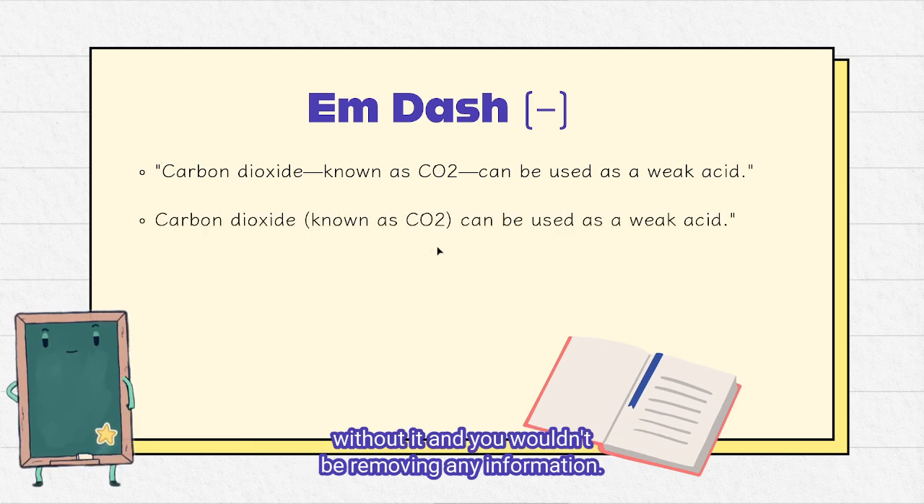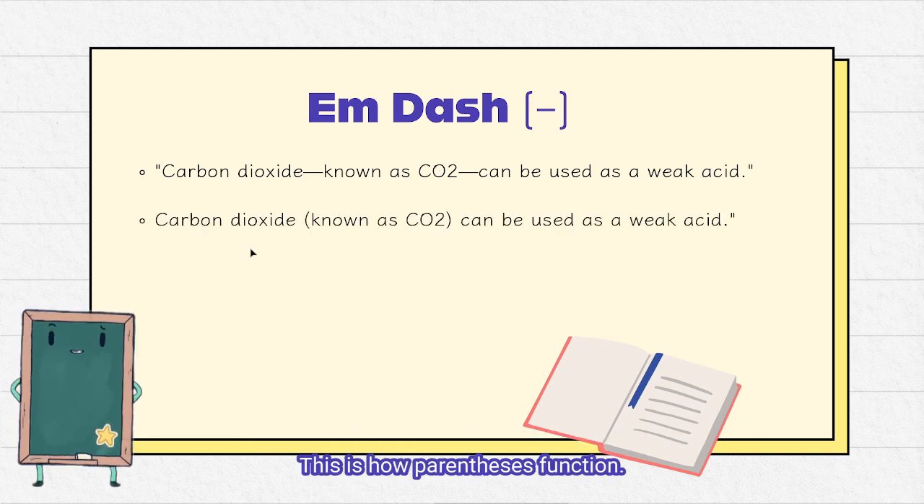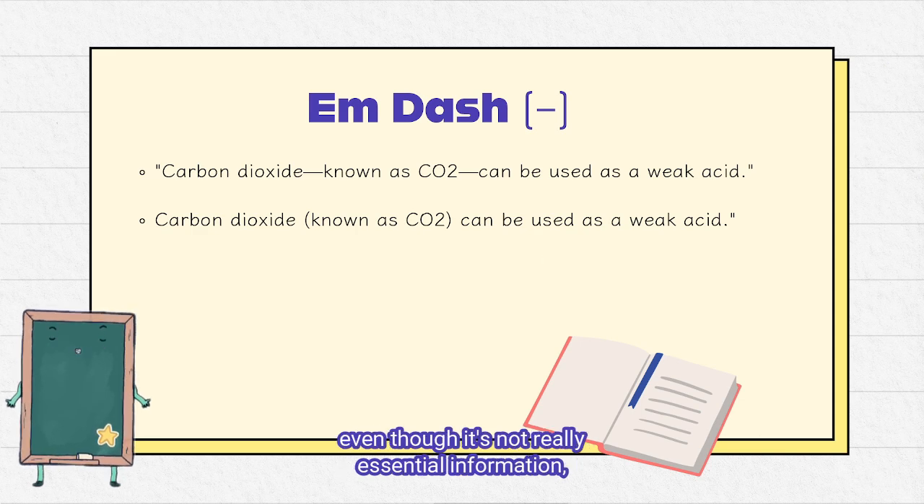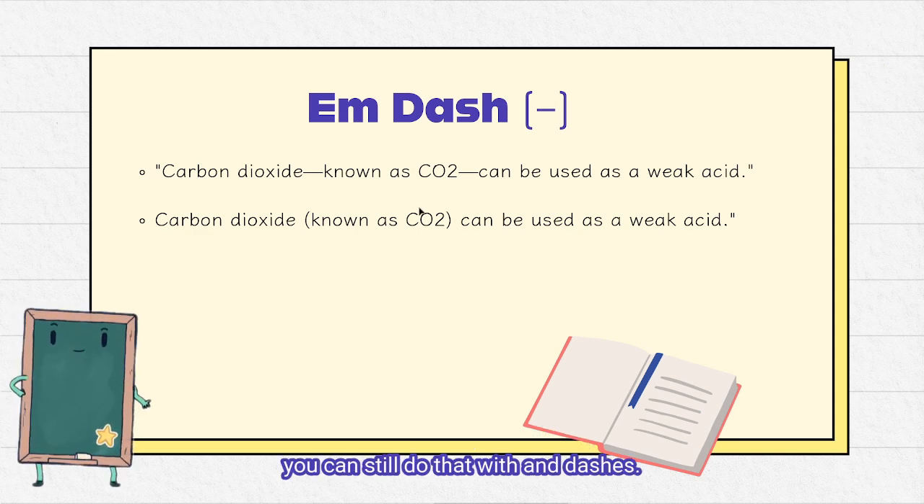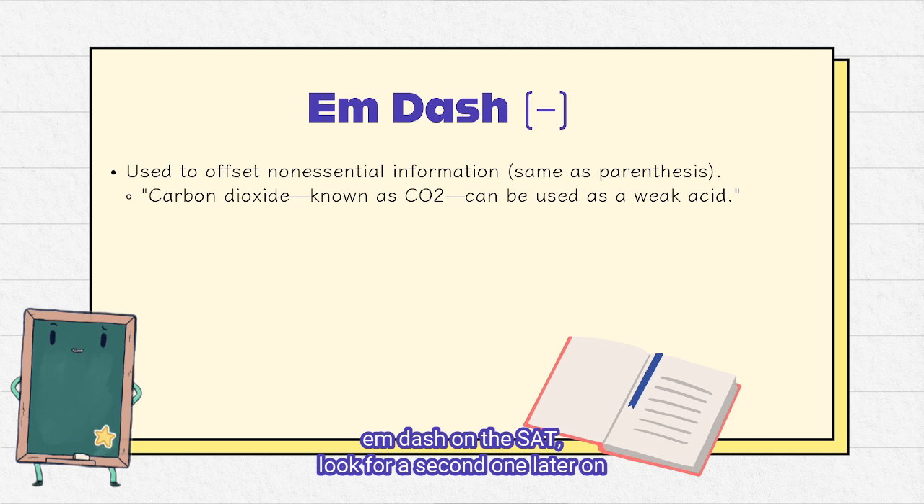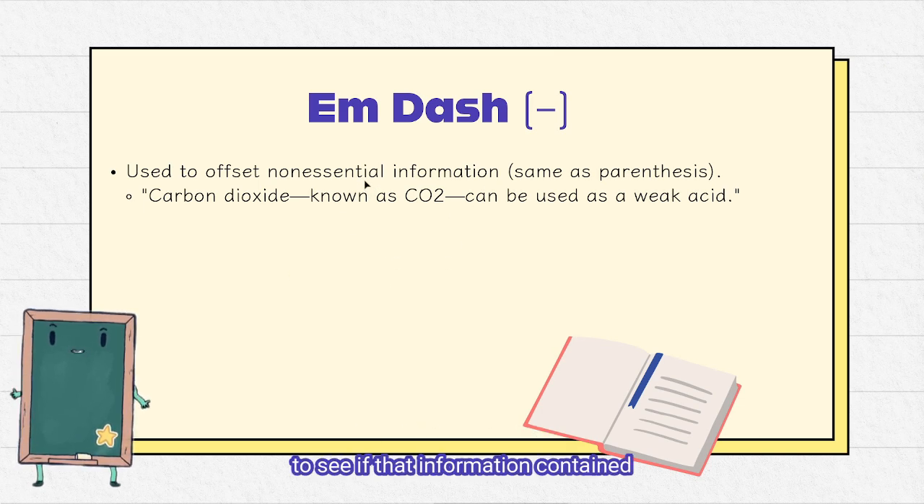And you wouldn't be removing any information. This is how parentheses function. So carbon dioxide can be used as a weak acid, but if you want to highlight that it's known as CO2, even though it's not really essential information, you can still do that with em dashes. So if you see that one of the options is an em dash on the SAT, look for a second one later on to see if that information contained is not essential information.